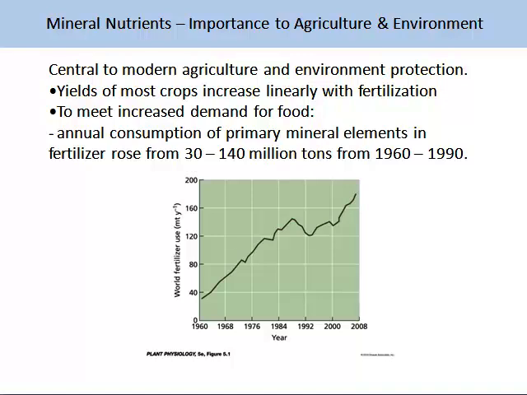Fertilizers and agriculture have been very much integrated into modern life. Without the ability to fertilize and without the ability to produce yields of such high tonnage, we would not be able to evolve as a human race as well as we have. It is important to understand that yields of most crops increase linearly with fertilization. To meet the increased demand for food, annual consumption of primary mineral elements in fertilizer rose from 30 to 140 million tonnes from 1960 to 1990, and this does indeed reflect its importance in modern day agriculture.